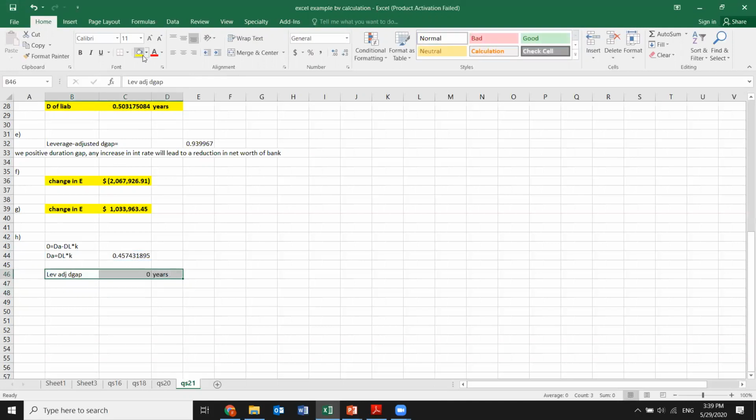So in this way, you will immunize your duration gap. You will immunize your equity side to changes in interest rate. So any interest rate shocks will not have any effect on your equity. So the effect will be zero. If you wanted to see how it works, the actual change in net worth will be equal to zero.